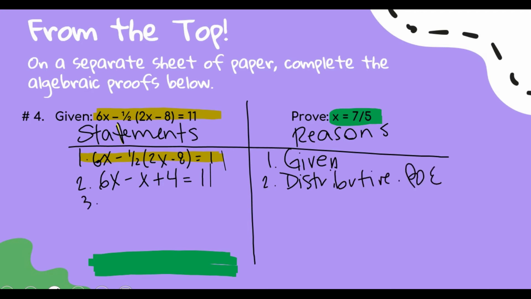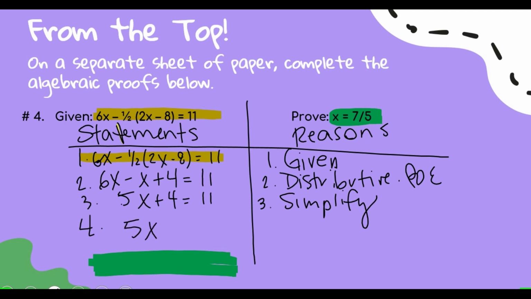All right, step three. I am going to combine like terms. All right, and for our reason, we could either say combine like terms or simplify, and I'm going to write simplify. For my next step, I'm going to subtract a 4 from both sides. And that's called subtraction property of equality.